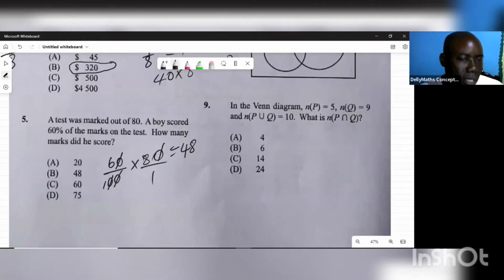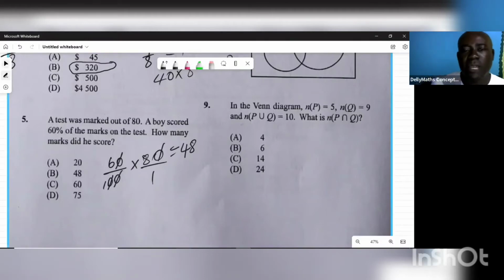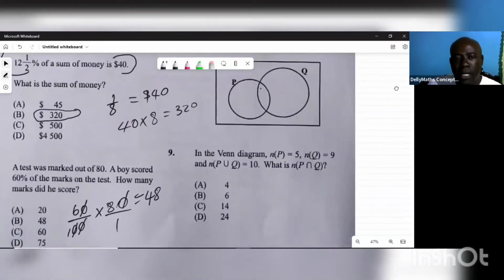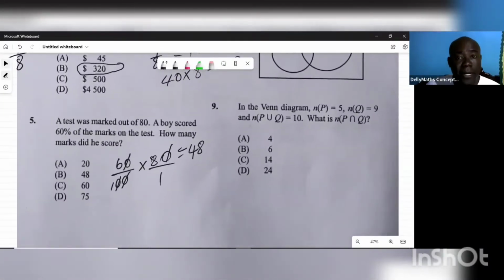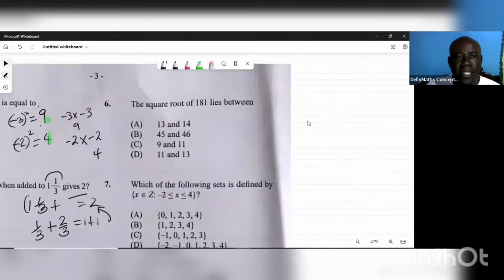So we can work it other ways too, but I'm not going to push it in the interest of time. I'm just working them probably one method most times, but there are diverse ways to get there. So that's question 5 right there. Let's go to question 6. Question 6 is right here.